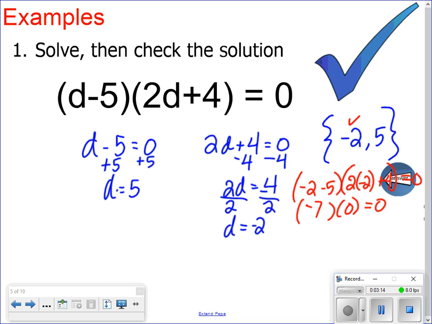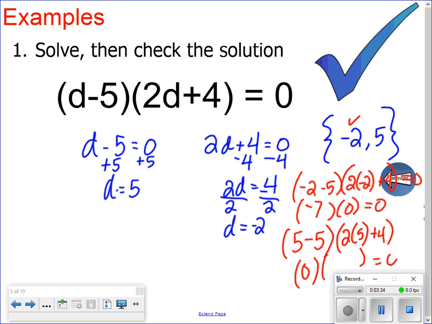And then we'll do the same thing for 5. Instead of d minus 5, we'll do 5 minus 5, and then we have 2 times 5 plus 4. Well, I know that 5 minus 5 is 0, and it doesn't really matter what I get in this one, because anything times 0 will give me 0. So the 5 also works for this equation.